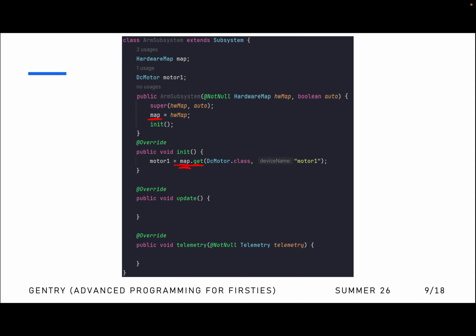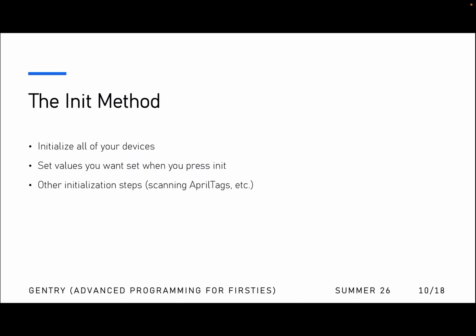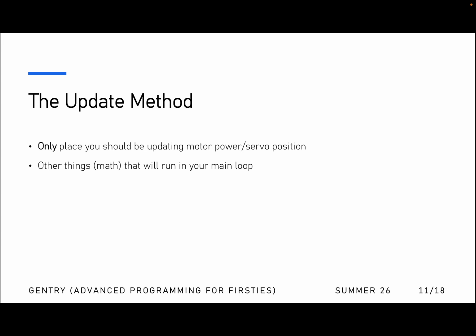So the init method should initialize every single one of the devices, and set the values you want to set when you press the init button on the driver station, along with other initialization steps like scanning April tags or just basic autonomous vision tasks. And then for the update method, we should only place this when we're updating our motor power or servo position. Essentially, if you're updating your motor position in a bunch of different places, it's going to set it to 0 and then set it to 1, and it's just going to glitch out and go everywhere.